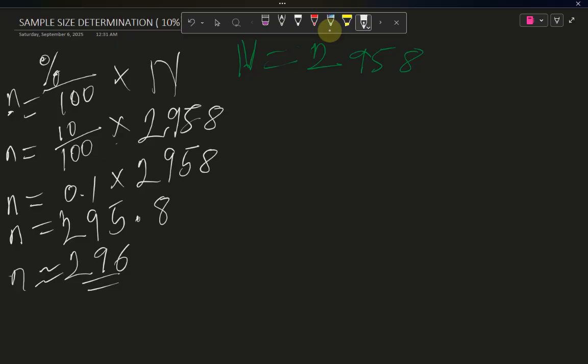So wiggly lines like that, and then you write 131. When you round this, you say it's approximately 131. Exactly. So that is how you use percentages in determining the sample size. I hope you are clear on that.